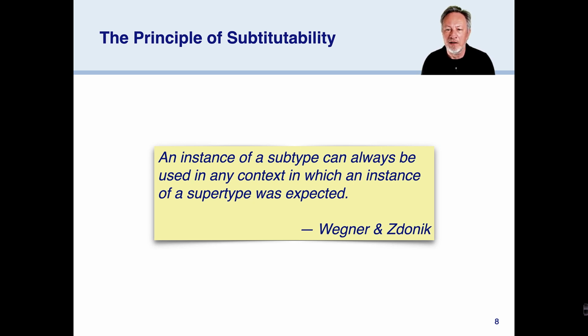What is meant by a context, and what is meant by expected? Does it mean that no errors are raised, or what kind of errors? Just interface errors or other more deep semantic errors? It's not entirely clear. So depending on what you choose or how you interpret these terms, you will get different forms of subtyping.